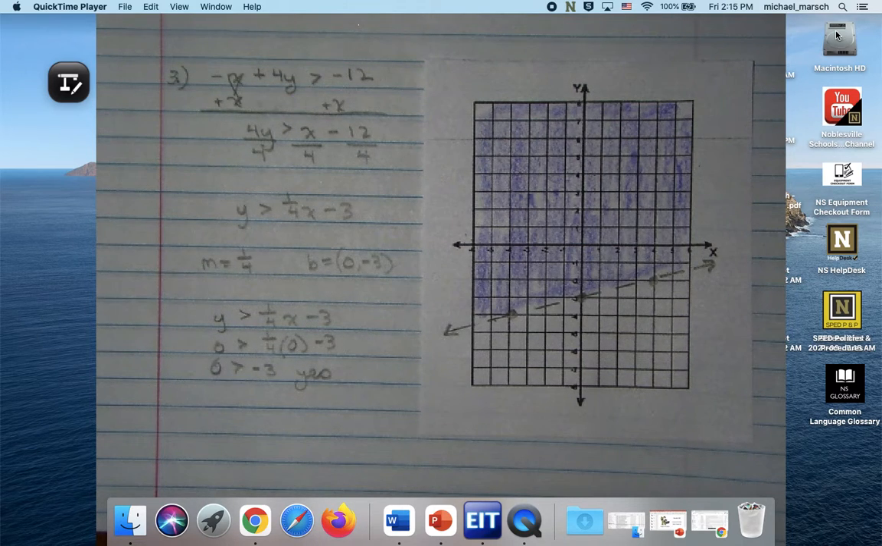Because it's greater than, also if I put a 0, 0 in, 0 is greater than -3. So I'm going to go towards that because that ordered pair is going to be a solution.